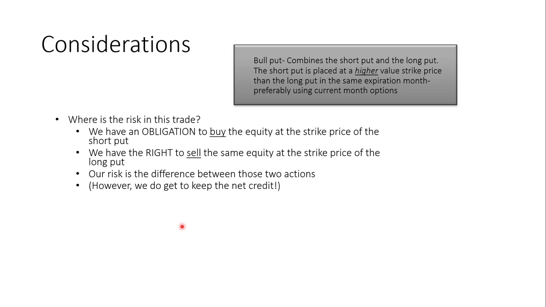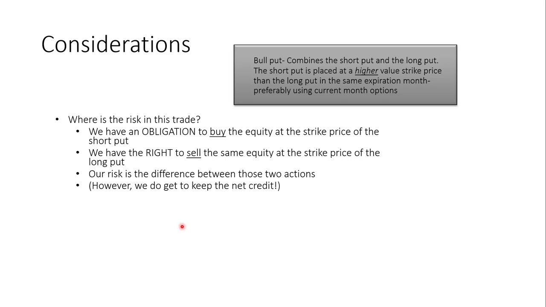Big question is, where's the risk in the trade? Well, the risk in the trade is in that short put. We have an obligation to buy the equity at the strike price of the short put. Once again, obligation. To mitigate that obligation, we have bought a long put, so we have the right to sell the equity at the strike price of our long put, thus limiting our risk.